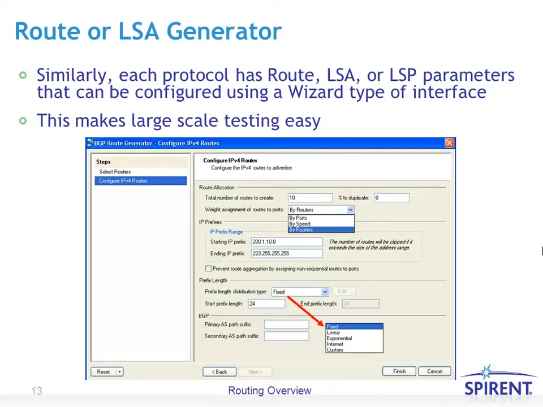Each protocol has a special wizard for applying routes or LSPs. So in this case, we're looking at the BGP route generator, where you can set up a number of routes to create across multiple ports, what prefixes you want to assign to them, how you want to distribute those prefixes, and some of the attributes of those routes as well. We'll cover each protocol's route or LSA generator in separate presentations.